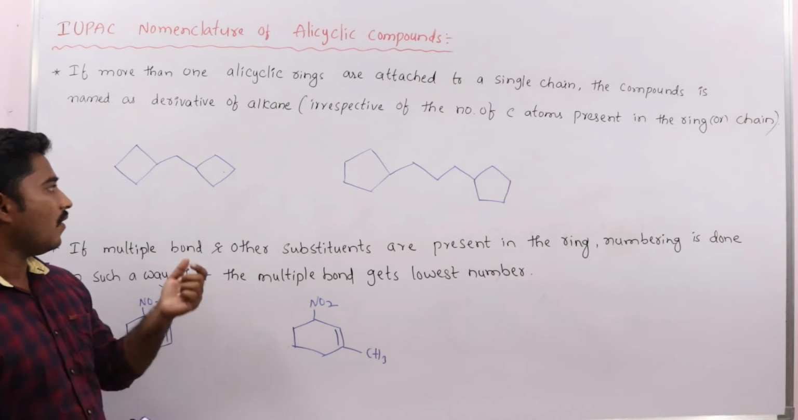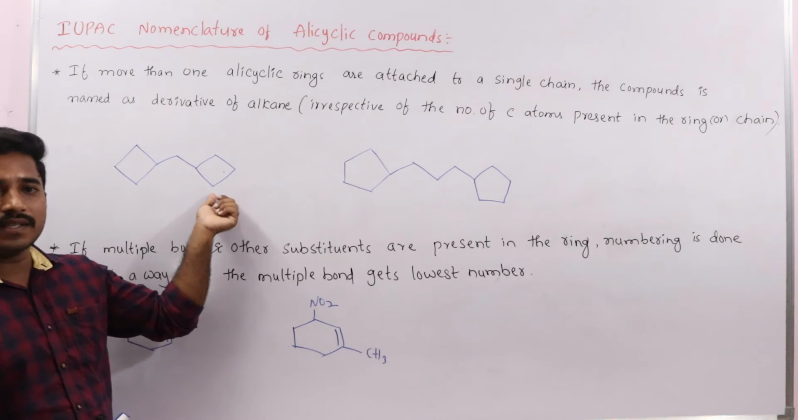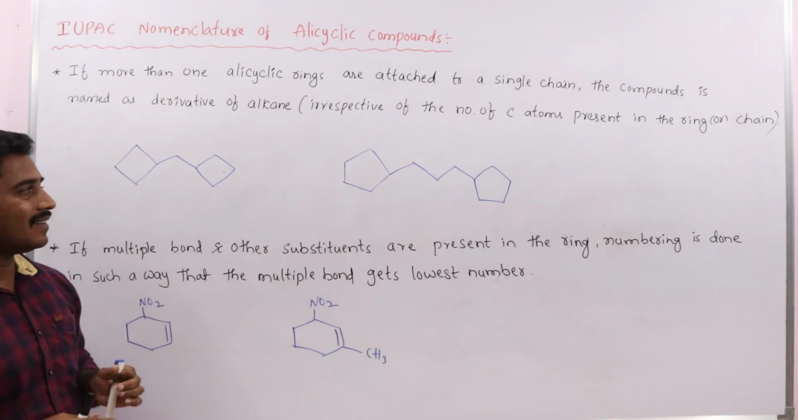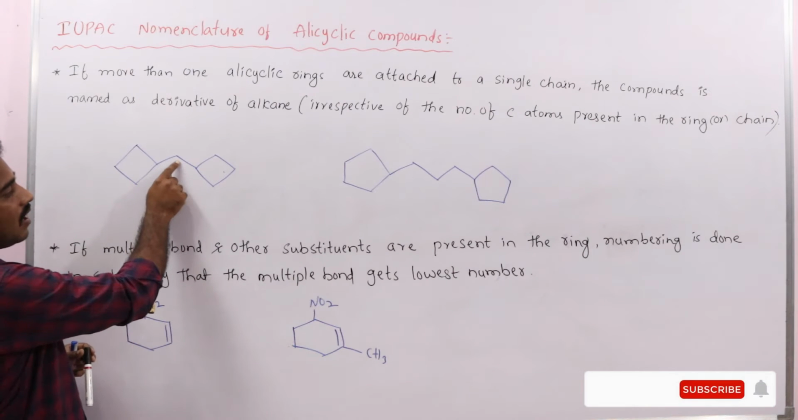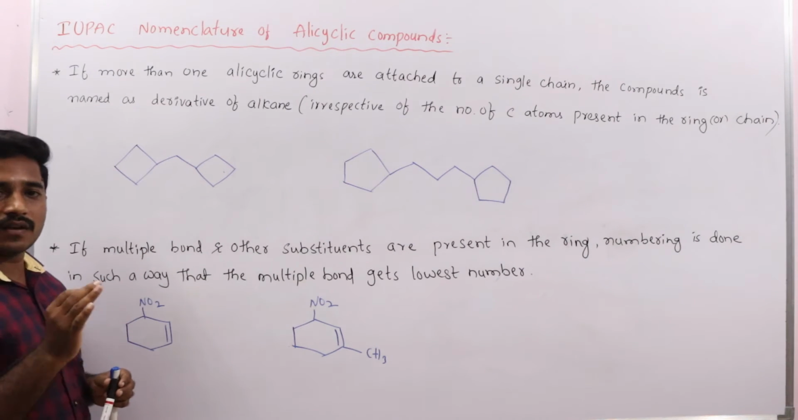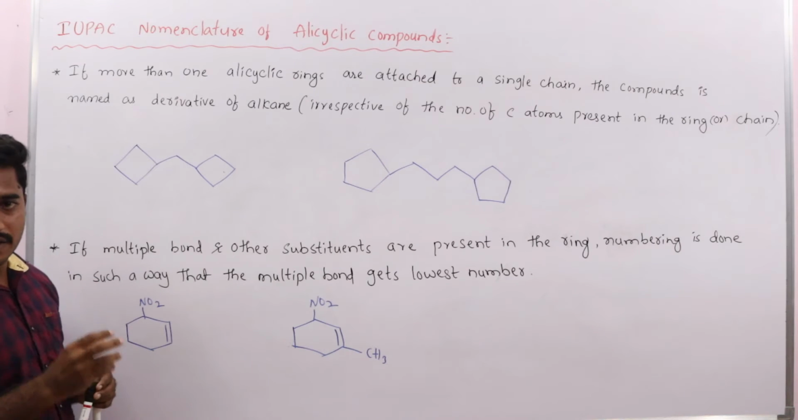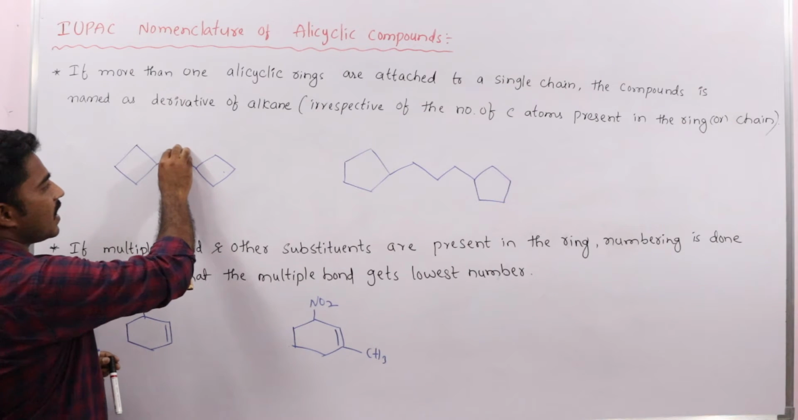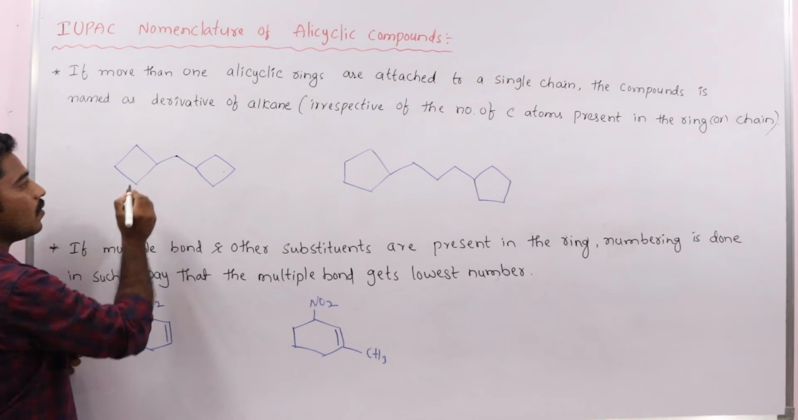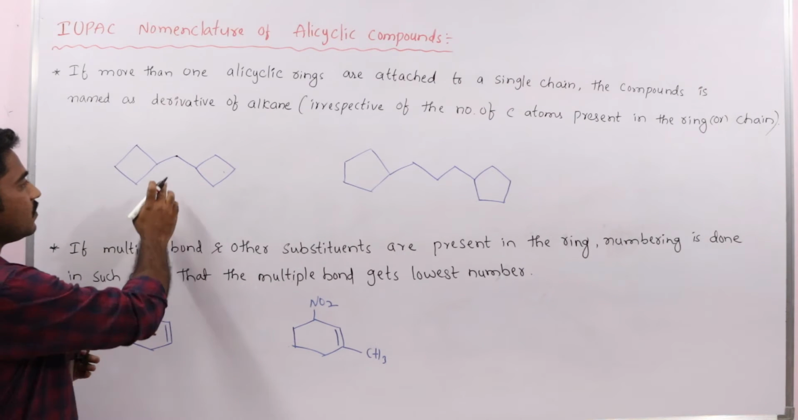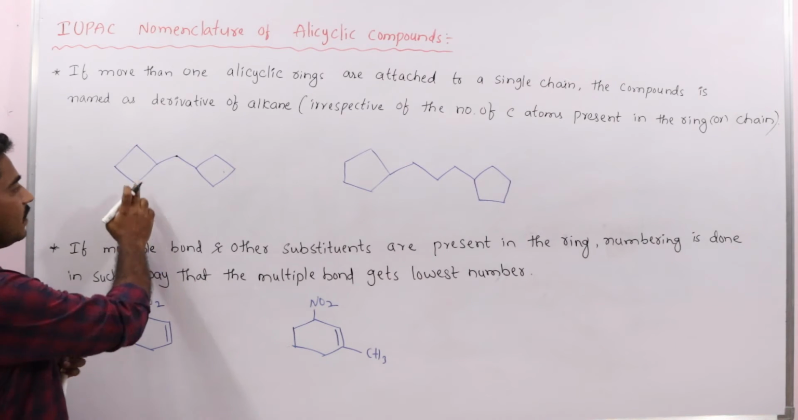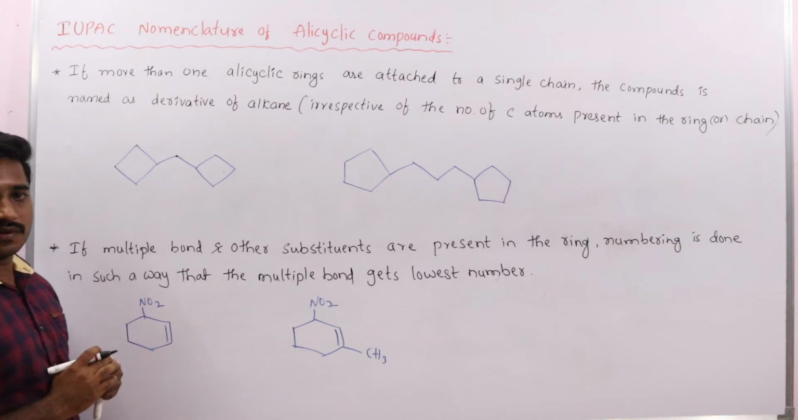So in this, when more than one alicyclic ring is attached to a chain, this is named as a derivative of alkane instead of the rings. When more than one ring is attached to a chain, the chain we select as the parent compound. So in that chain, how many carbons are there? Only one carbon is there. This one we write as the root word with suffixes. Then these rings we select as substituents.